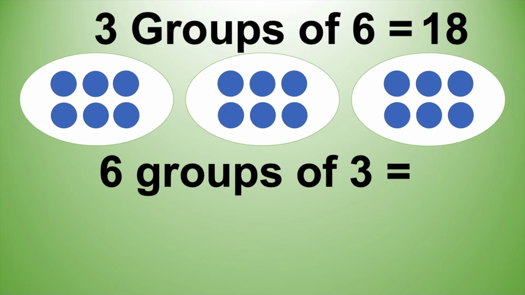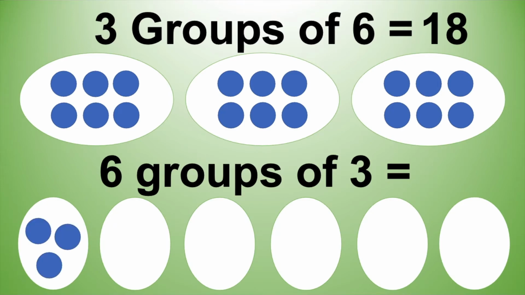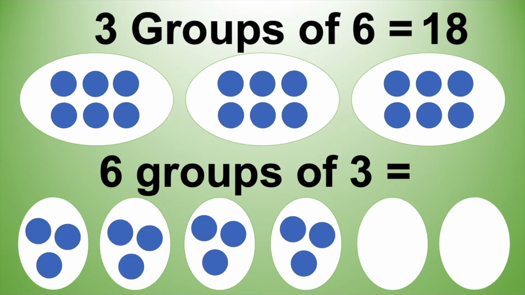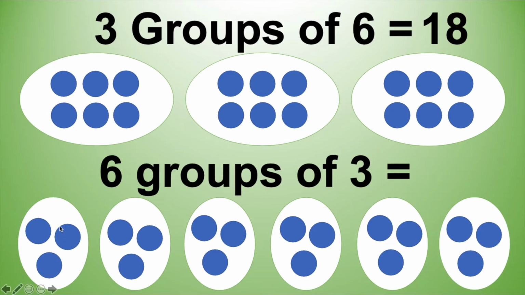Now, 6 groups of 3. You need to do 6 groups with 3 in them. Okay, and then how you added it up is up to you, so you could count by 3s. So 3, 6, 9, 12, 15, 18. However you figured it out, you will get the same answer. So hopefully you got that. If you got that, give yourself a big tick.